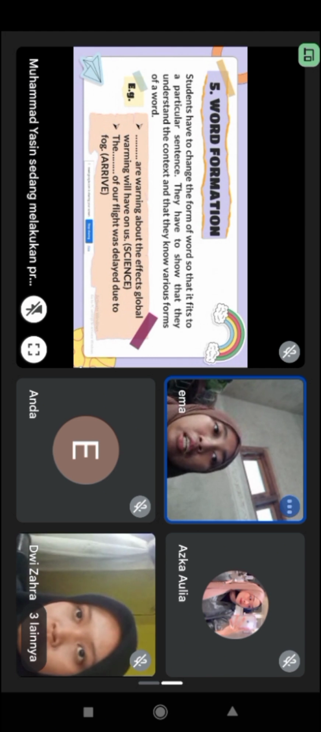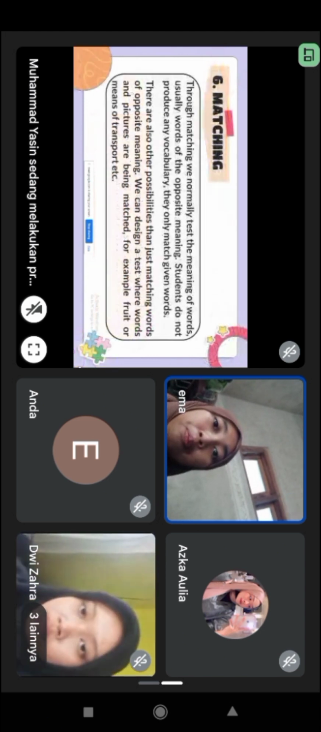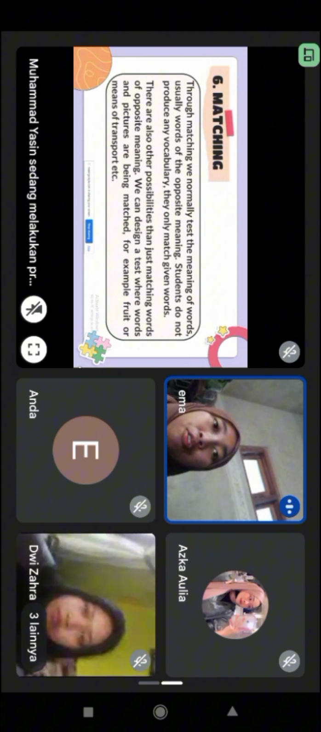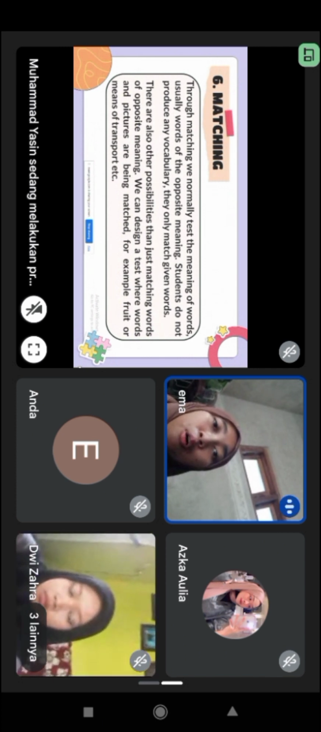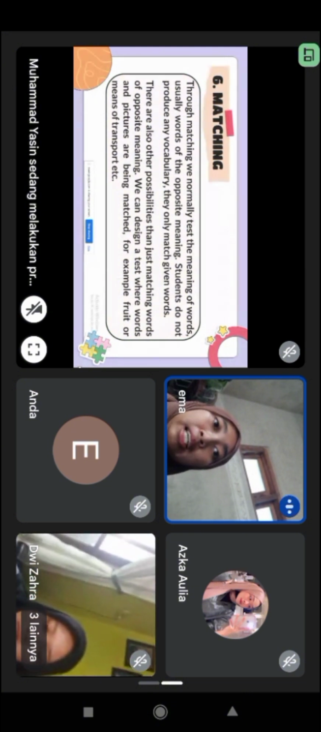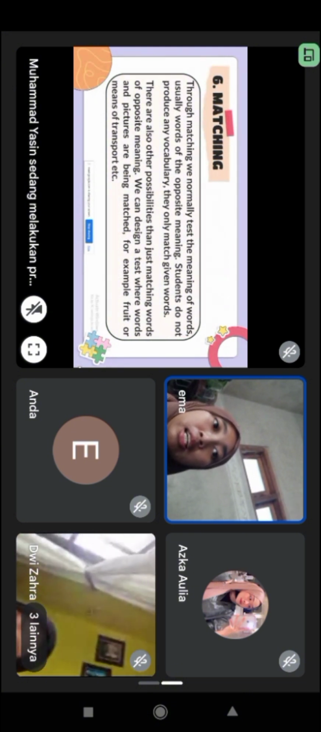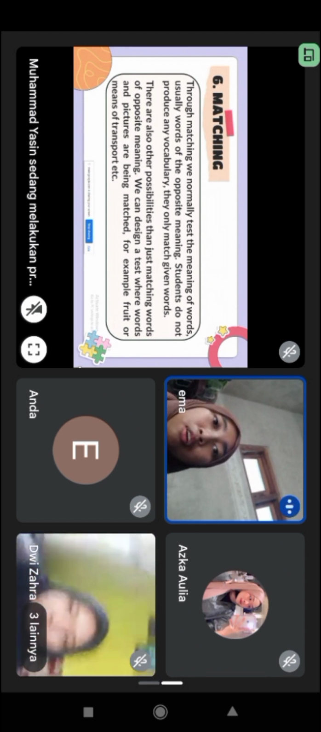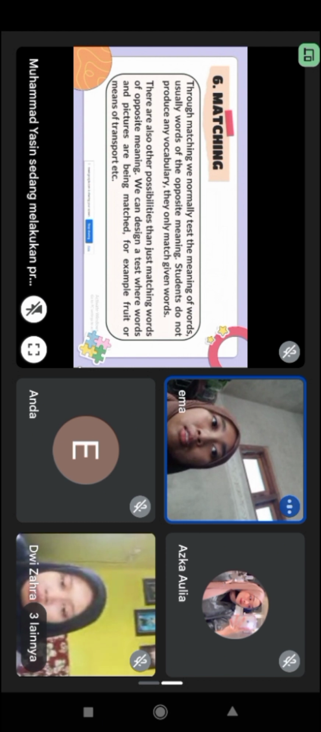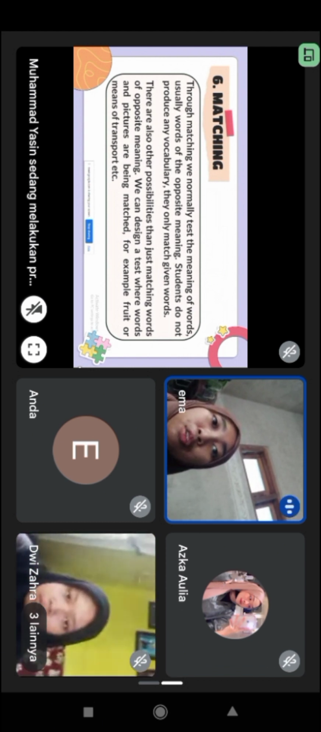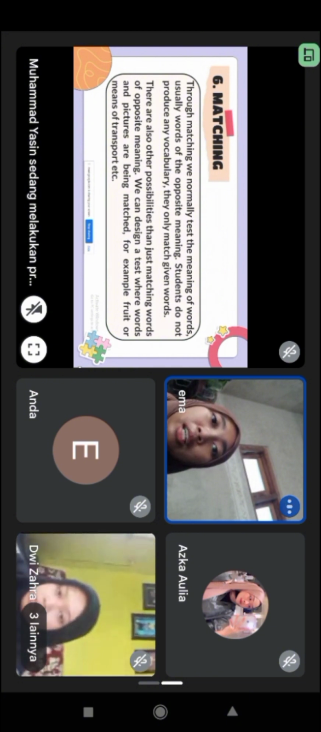Next, number 6, matching. Through matching, we normally test the meaning of words, usually words of opposite meaning. Students do not produce any vocabulary, they only match given words. There are also other possibilities than just matching words of opposite meaning. You can design a test where words and pictures are matched, for example fruits or means of transport, etc.